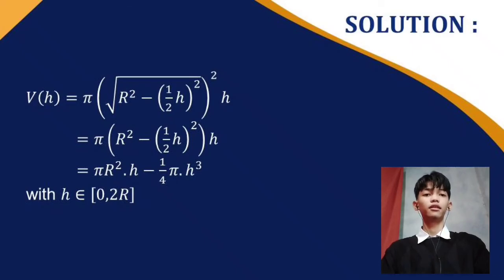If we do that, we will get V of H equals pi times (the square root of R capitalized squared minus (1/2 times H) squared) squared times H, and then we'll get V of H equals pi times (R capitalized squared minus 1/4 H squared) times H. And in the final form, we will get V of H equals pi times R capitalized squared times H minus 1/4 times pi times H cubed, with H on the closed interval from 0 to 2R capitalized.